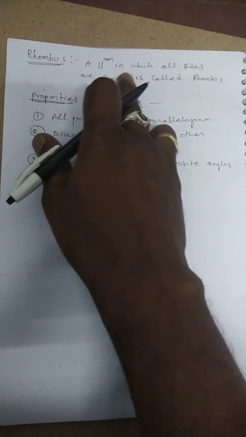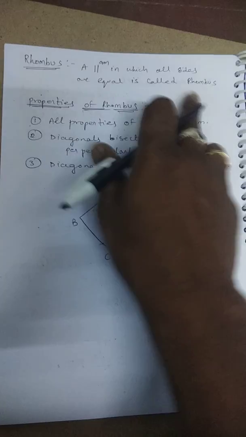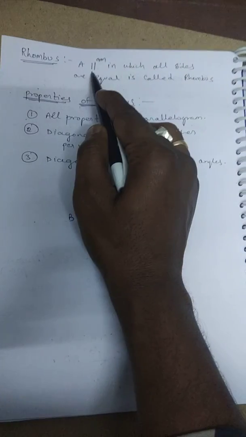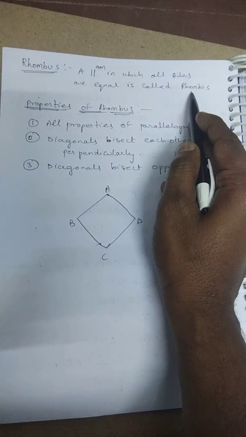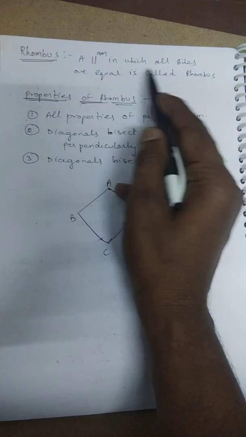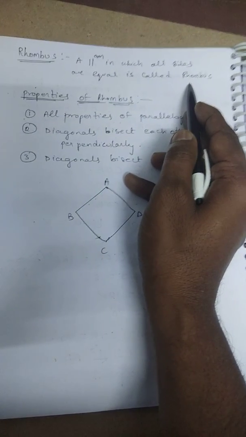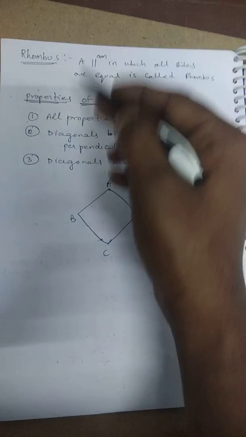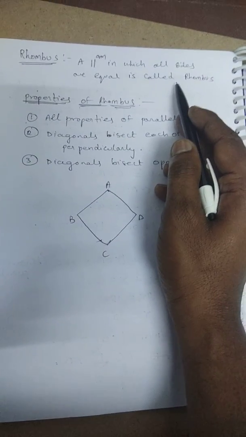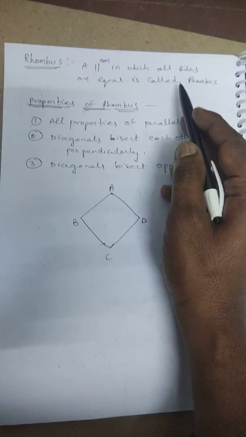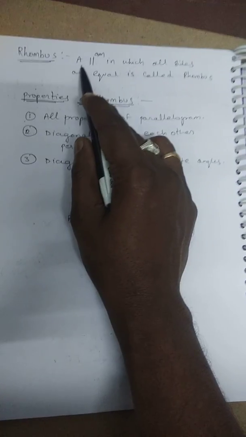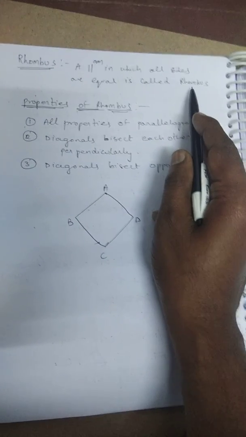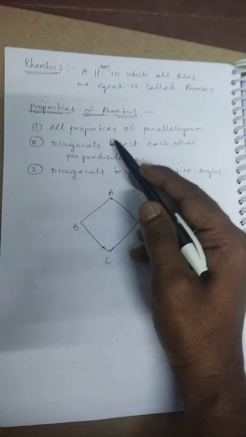A parallelogram in which all sides are equal is called a rhombus. That means all the four sides should be equal, then we call it a rhombus. Some students will be asking me, sir, if all the sides are equal, then it is a square. But a square has one additional property: each angle is 90 degrees. For a rhombus, only all the sides should be equal. That is rhombus. Now we will discuss the properties of rhombus.